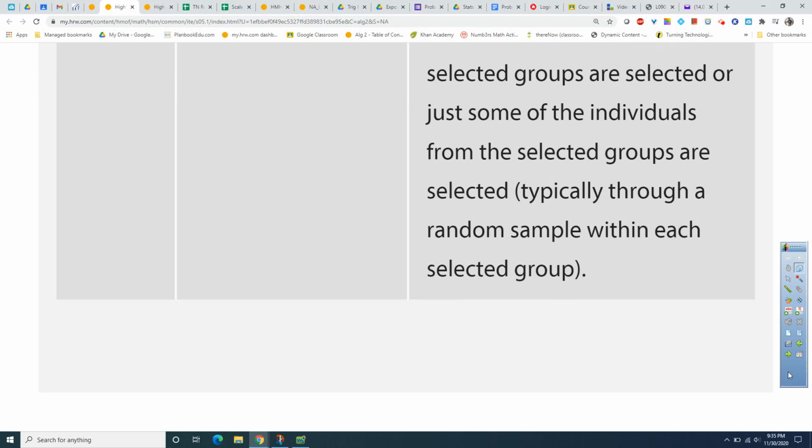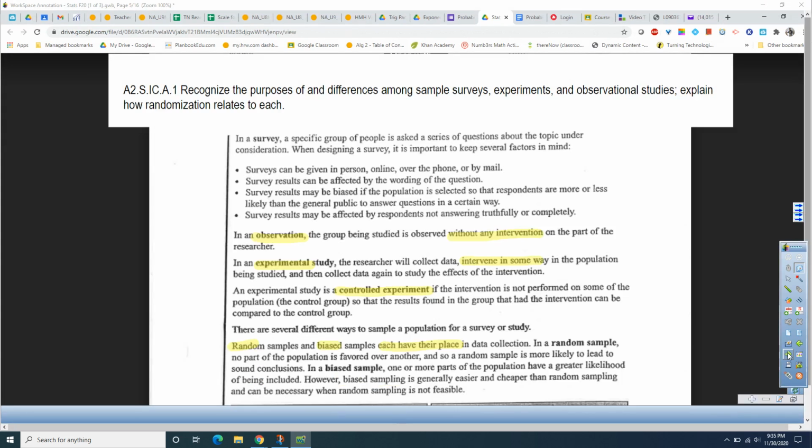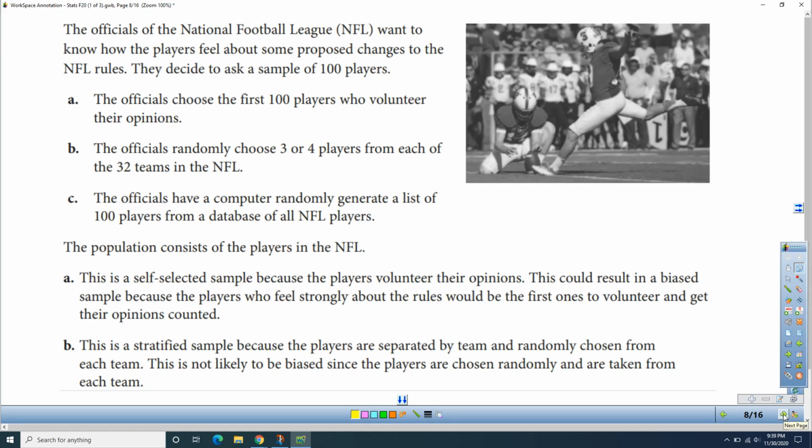All right, let's look at some examples here. Okay. All right, the officials of the NFL want to know about how players feel about proposed changes to the rules. So they decide to ask a sample of 100 players. Now, they're going to talk about 3 different ways that they can make that choice. One is the officials could choose the first 100 players who volunteer their opinions.